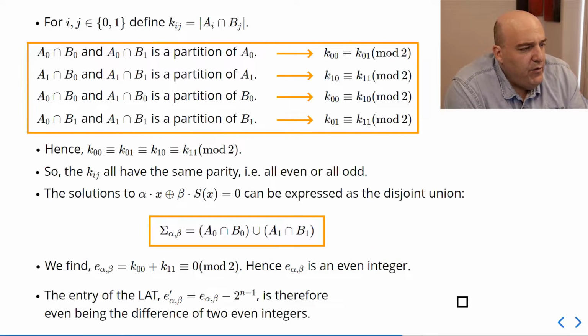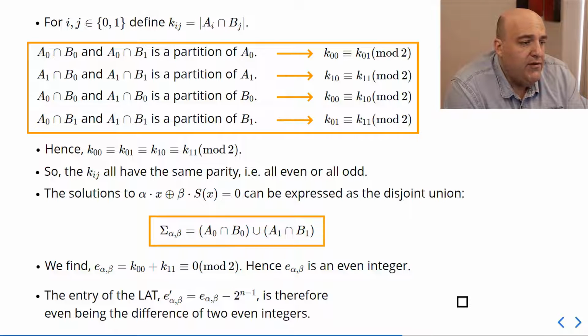Now, to finish it off, why don't we define the cardinalities of these sets, Ai intersection Bj, as Kij. If we look at A0, we can make a partition of A0 by intersecting A0 with B0 and B1. And since A0 has an even cardinality, both parts of this partition have to be odd cardinality or both have to be even cardinality. This is an important point. So that would mean K00 is congruent to K01 mod 2. They have the same parity. We don't know if they're both even or both odd, but we do know they have the same parity.